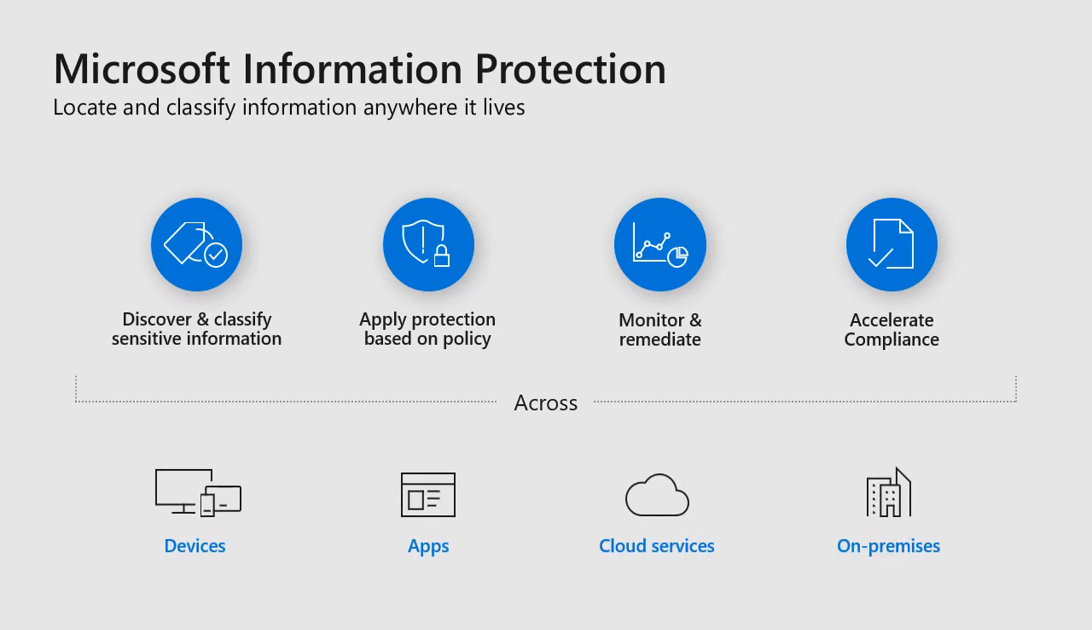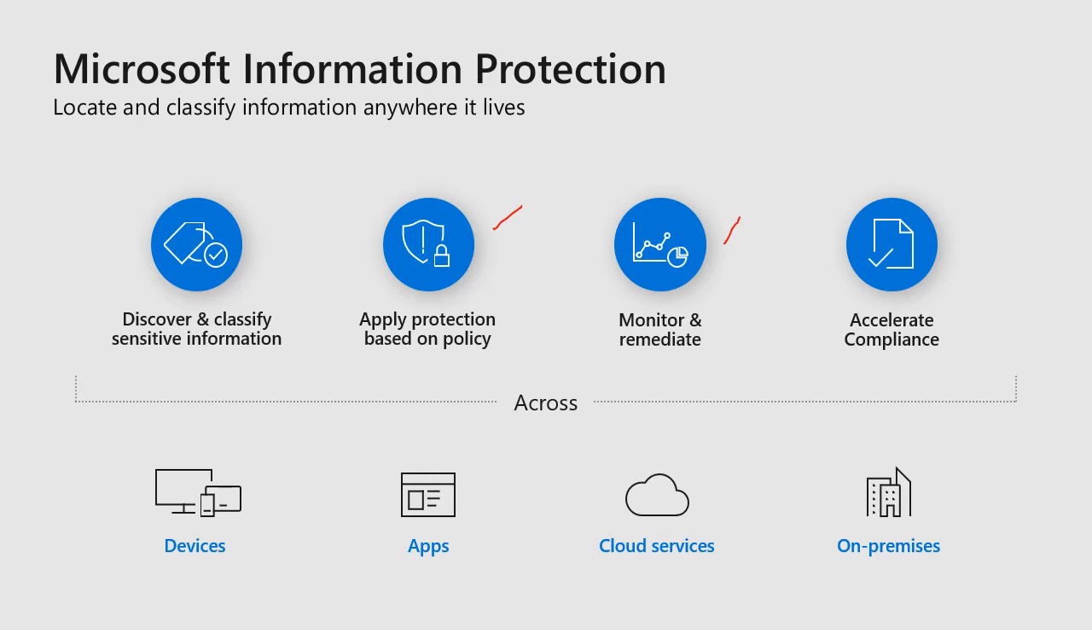Information protection is a class or category of technologies that we have within Microsoft that can locate and classify information anywhere it lives. So you can, for example, across Microsoft 365 or Office 365, discover and classify sensitive information. Say, for example, you want to scan across all of your OneDrive or SharePoint or even PC-based files, all documents or Excel spreadsheets that have certain keywords, and then apply protection policies based on the documents that you have discovered. You can also monitor and remediate.